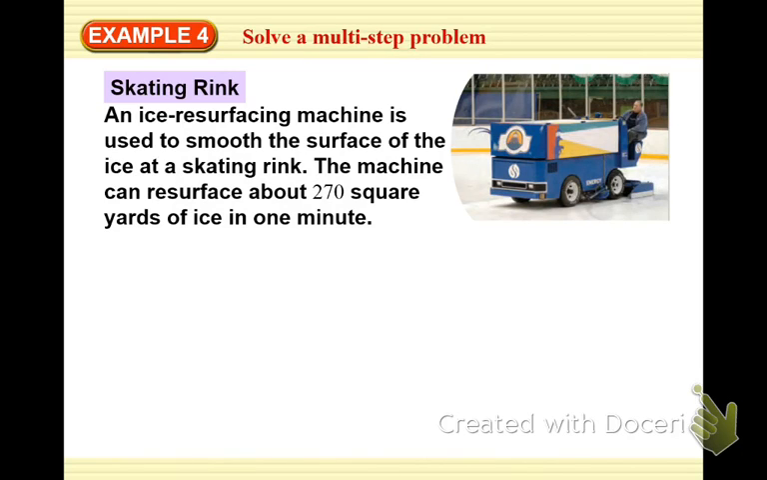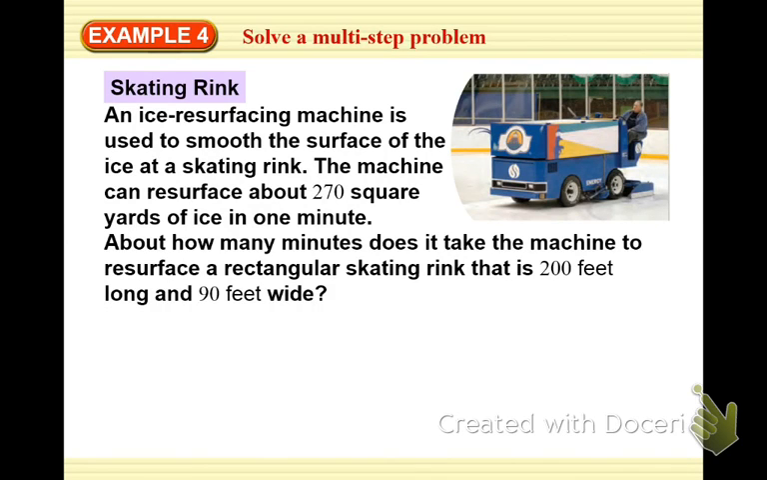Next one is the skating rink. An ice resurfacing machine called a Zamboni is used to smooth the surface of the ice at a skating rink. The machine can resurface about 270 square yards of ice in 1 minute. So the question is, about how many minutes does it take the machine to resurface a rectangular skating rink that is 200 feet long and 90 feet wide?